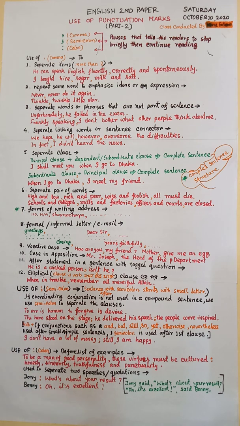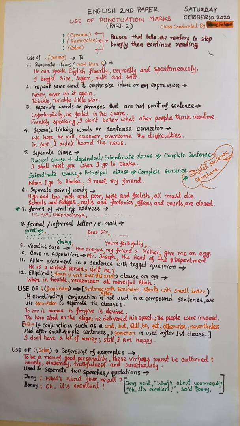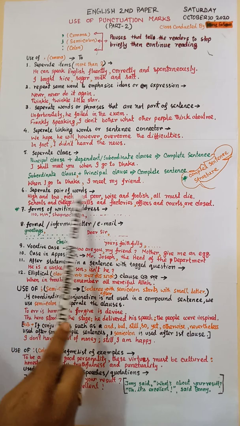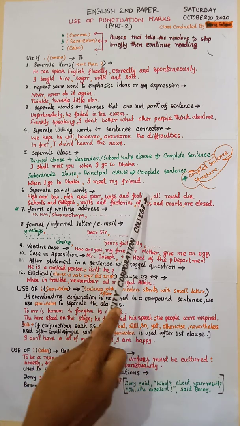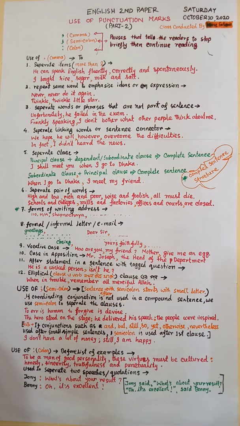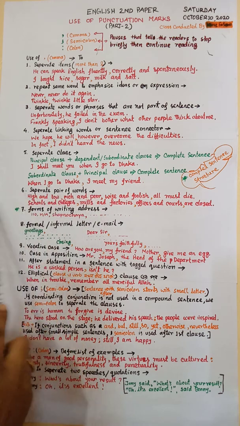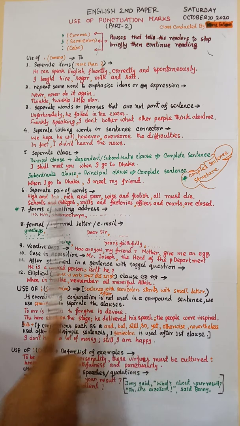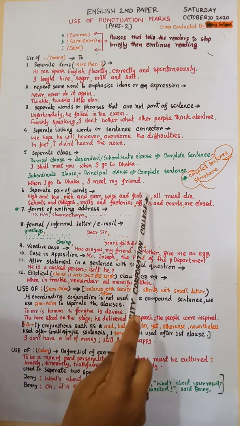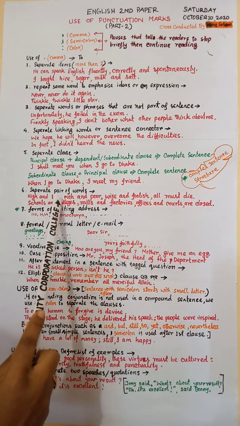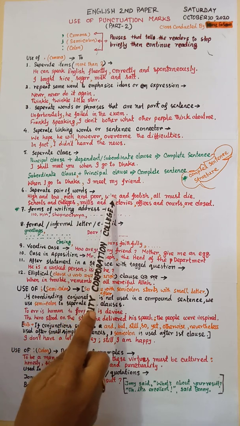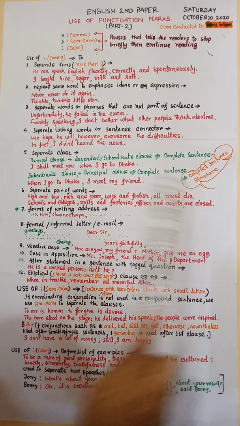Number 6, to separate pairs of words. High and low, rich and poor, wise and foolish, all must die. Look, "high and low" is a pair of words. "Rich and poor," another pair. "Wise and foolish," a pair giving a contrast. High, low are opposite words. Rich, poor, wise, foolish are pairs of words. And we have to insert a comma before using the verb. High and low, comma, rich and poor, comma, wise and foolish, comma, all must die.